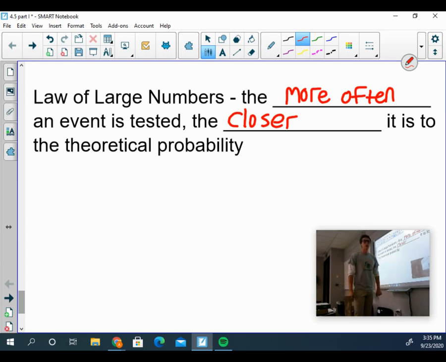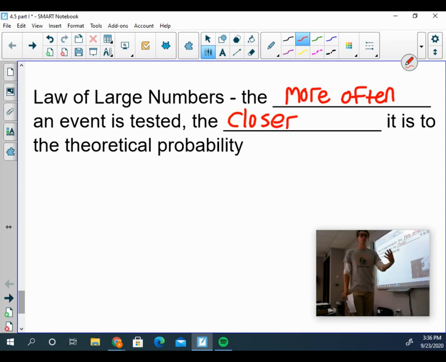That's weird. Well, what happens is if I flip that coin 100 times, maybe then it's 60 heads and 40 tails. I flip it 1,000 times, and it's 550 heads and 450 tails. Maybe I flip it 1,000,000 times, and it's 501,000 heads and 499,000 tails. Okay? The point I'm getting at here is the more you test an event or the more you run an experimental probability, the closer it will get to the theoretical probability. That is the law of large numbers.